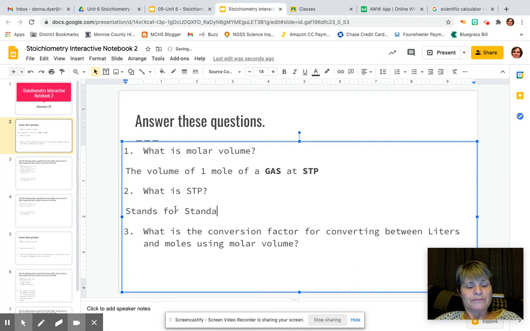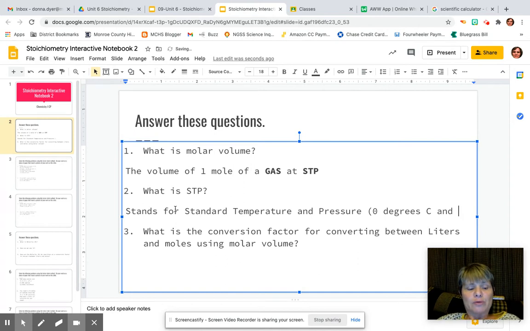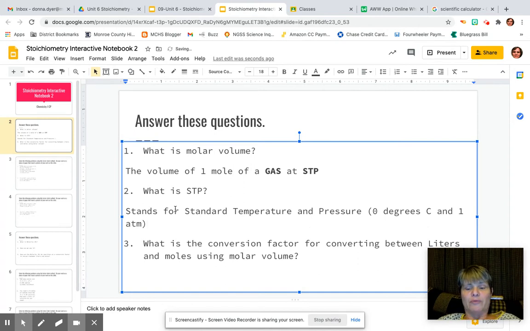standard temperature and pressure. Okay, and just for the sake of knowing, standard temperature is 0 degrees Celsius, and standard pressure is 1 atmosphere of pressure. And ATM just stands for atmosphere.